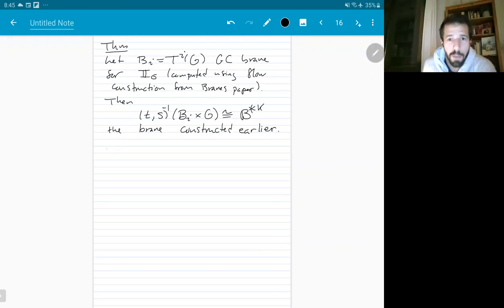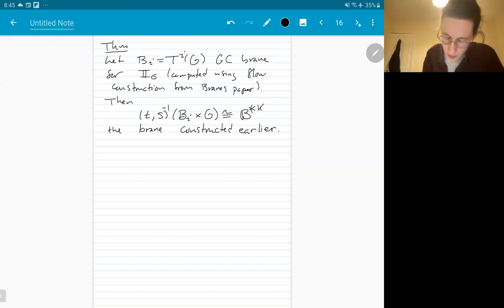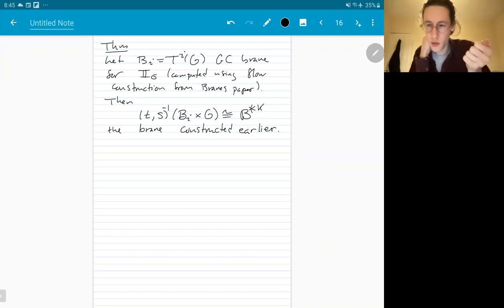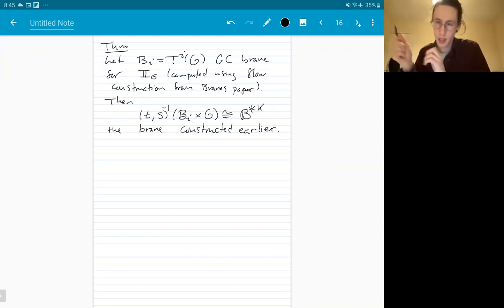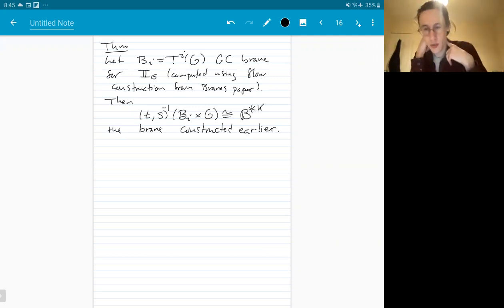Can you say again what is TI? TI of what is this? So I'm saying because we had the pre-quantum line bundle with the Poisson module structure, we can apply Marcos' theorem, and that gives us one of these GC branes for the Poisson structure. This is just applying this flow construction that we use in GK geometry all the time. So that's what I'm calling BI.